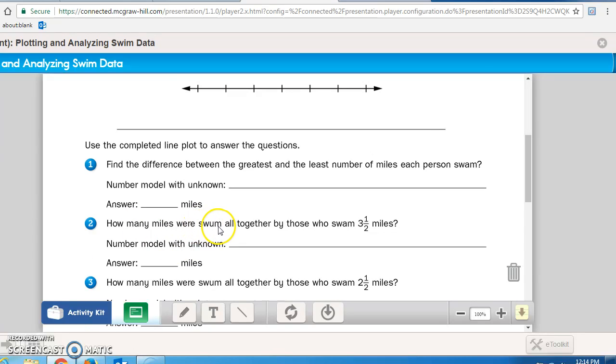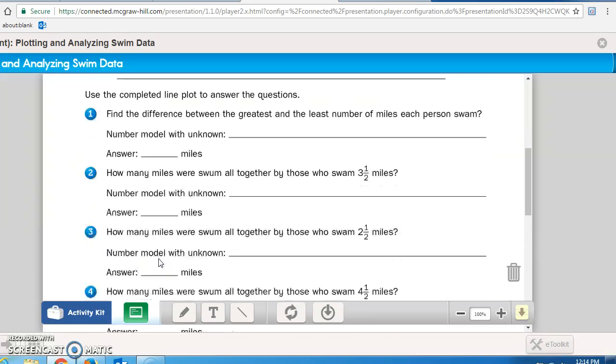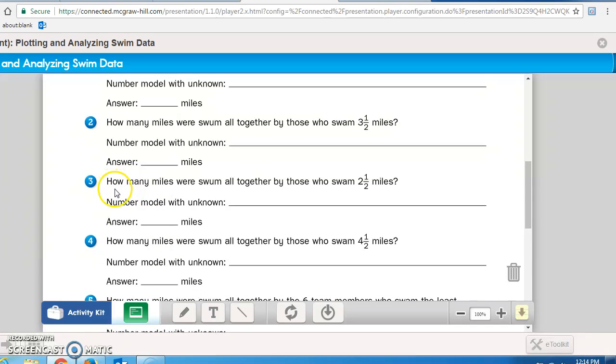How many miles were swum all together by those who swam 3.5 miles? So you go up, find the 3.5 mile one, times it by how many did that to get your answer in miles. Make sure when this says unknown, you are not writing the answer here. You're writing the answer only here. Number 3 asks, how many miles were swum altogether by those who swam 2.5 miles? Again, your number model with the unknown and your answer in miles here.